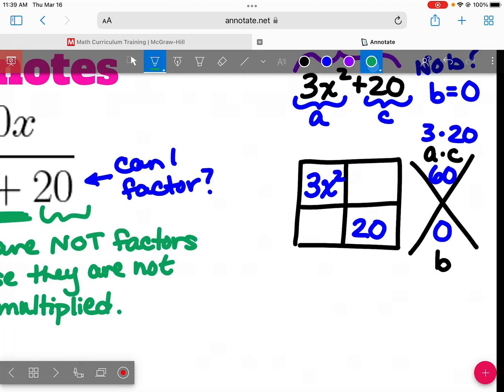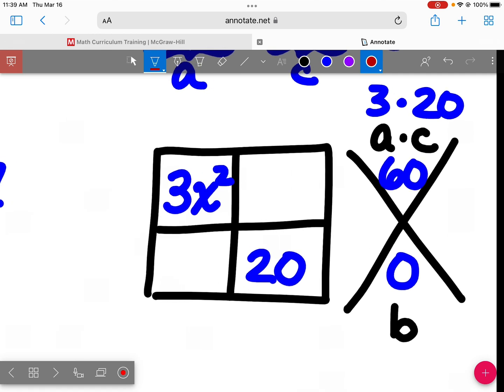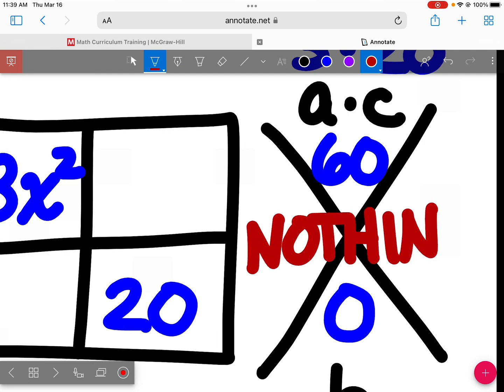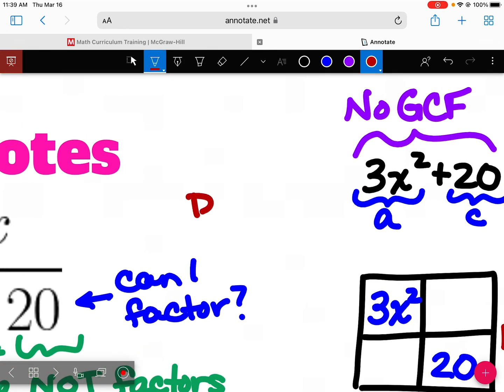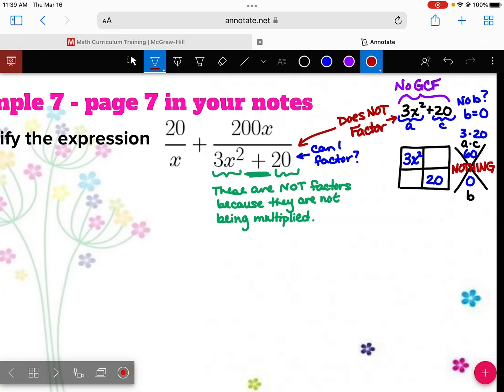I need to find two numbers that multiply to 60, but they add to what? 0. 60 times 0 would multiply to 0, but would add to 60. I need it to multiply to 60, but add to 0. There's nothing. If there's nothing that multiplies to A times C and adds to B, that means it does not factor. I tried. It didn't work.